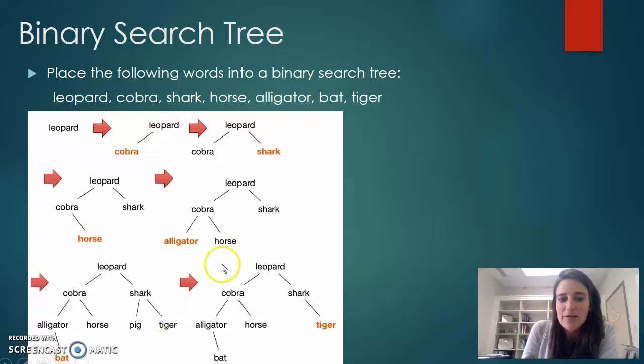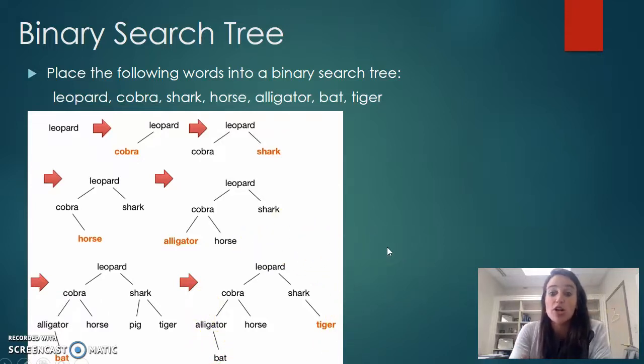And this picture here on the bottom right is the final iteration of the binary search tree. And basically, it just helps you sort large data sets quickly. So this isn't a very large list. It's 7 words long. So that's not very large.